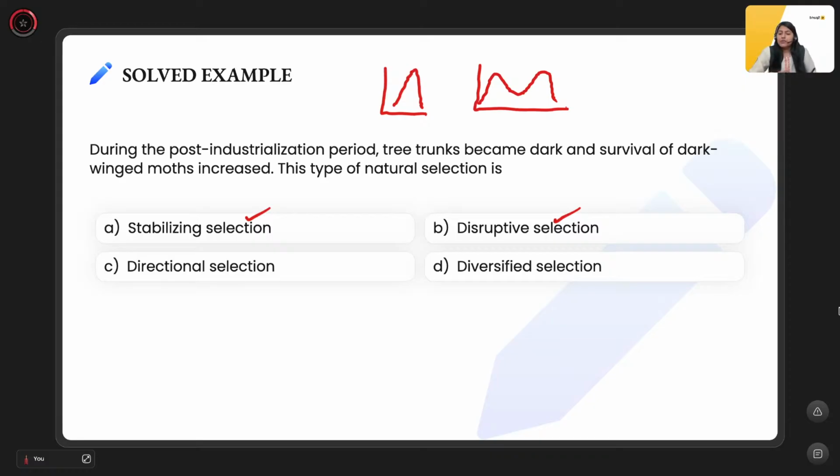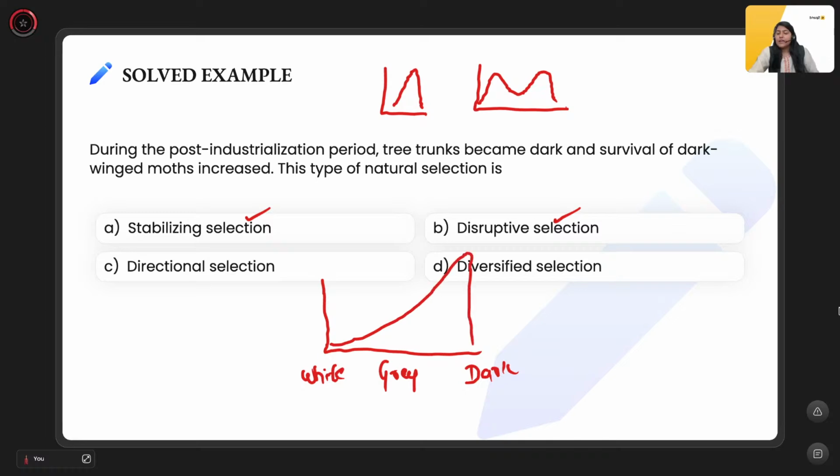Okay. Now see this question. During the post-industrialization period, tree trunks became dark and survival of dark-winged moths increased. If you make a graph for this, the mean value would be gray. Extreme values are going to be white and black or dark. Now when you create this graph, you will get a graph where one of the extreme values is going to be selected but the other extreme value as well as the mean value is going to be discarded. What type of selection is this? This is directional selection. So the correct answer to this question is option C, directional selection.